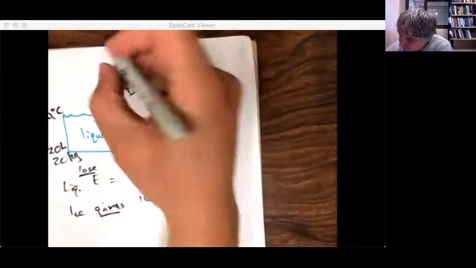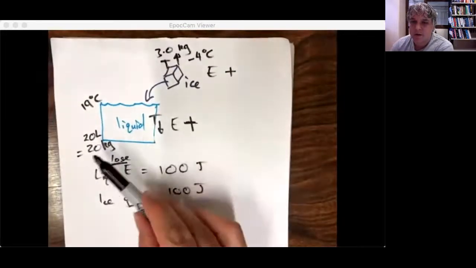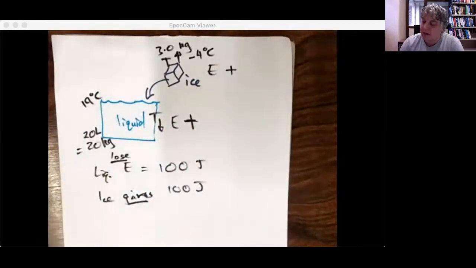And the ice, we have 3 kilograms of ice. So we've got 3 kilograms of ice, 20 kilograms of liquid water. The liquid water is at 19, the solid ice is at -4, and we want to figure out what temperature the system will end up at.